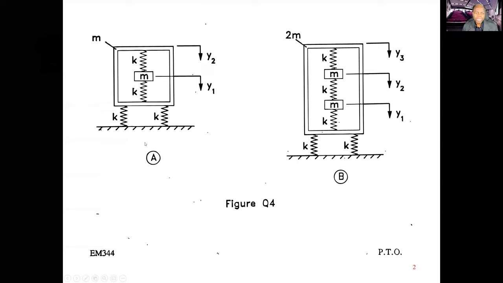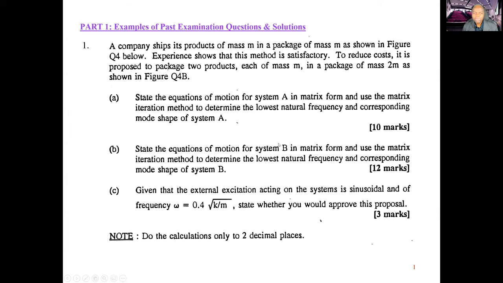So this is the first packaging system, system A, with one product per package. Now, this is the proposed alternative packaging system B with two products per package. So the question says, part A says, state the equations of motion for system A in matrix form and use the matrix iteration method to determine the lowest natural frequency and corresponding mode shape of system A.